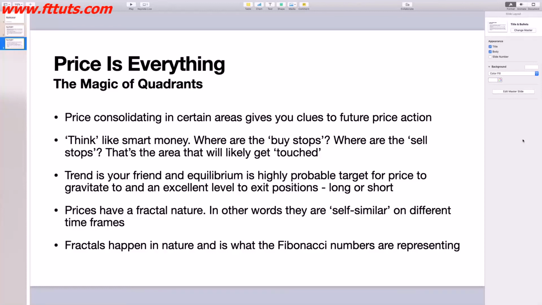All right, let's go into the next section because this is getting really, really good.